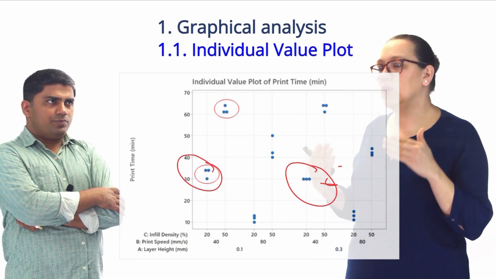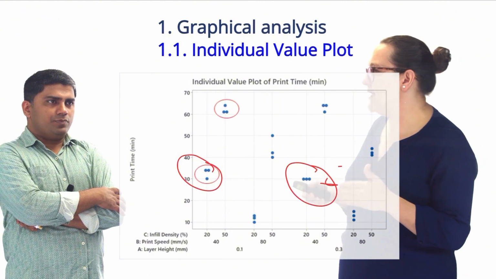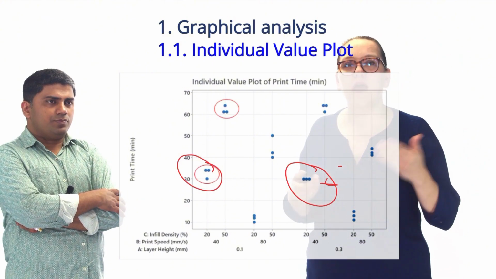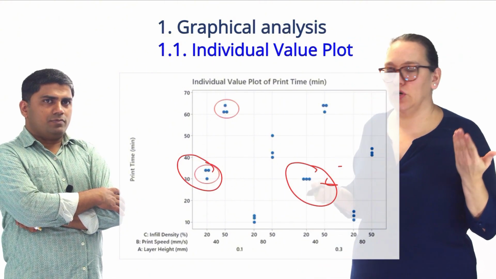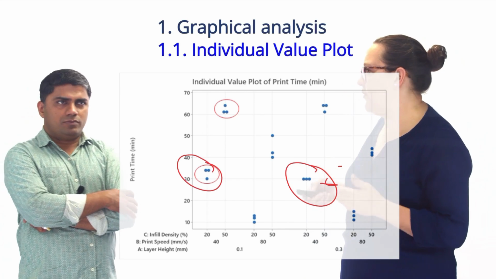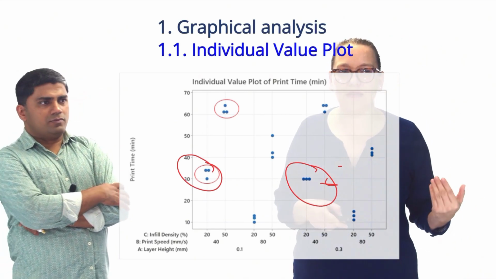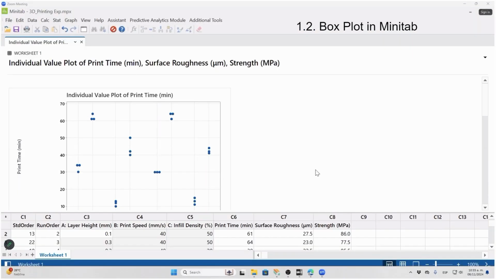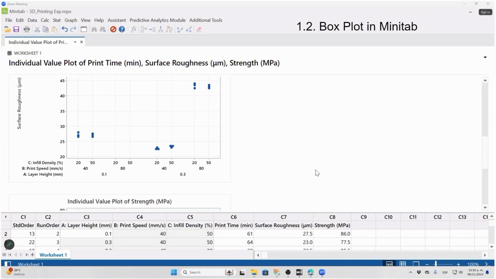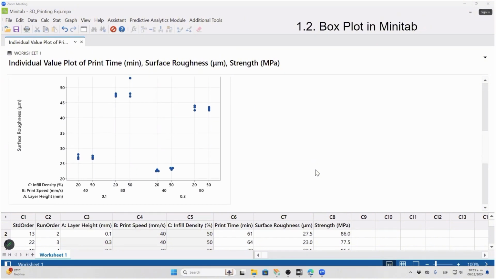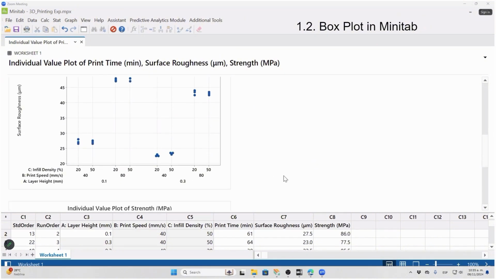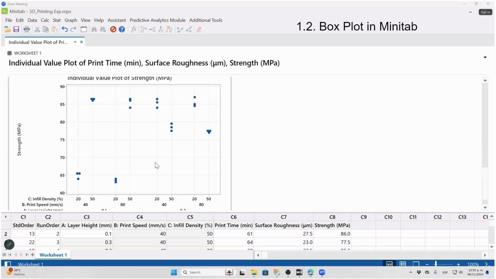We can look at the variability, as I mentioned before, but we can also use the box plot that is meant for variability. So let's go back to Minitab. Here, Jovish, you have the other 2 individual value plots, one for surface roughness and one for the strength. So you can come and take a look.